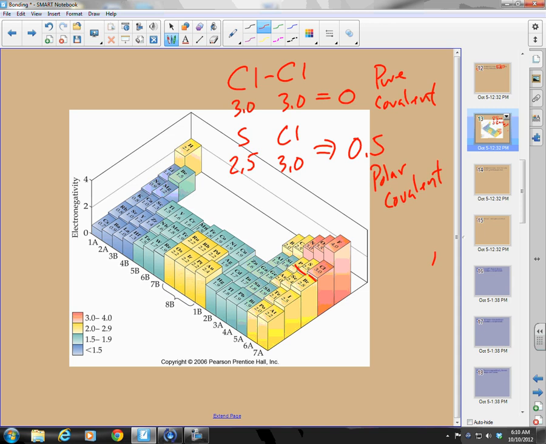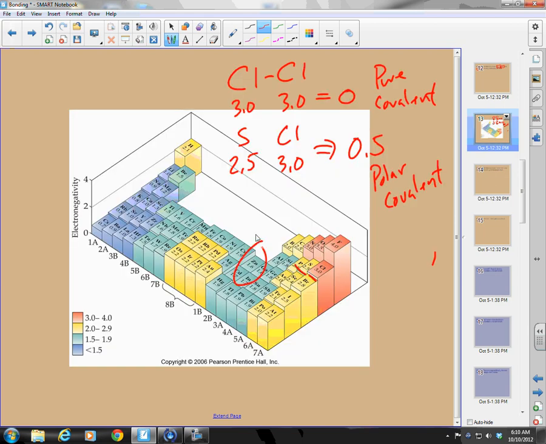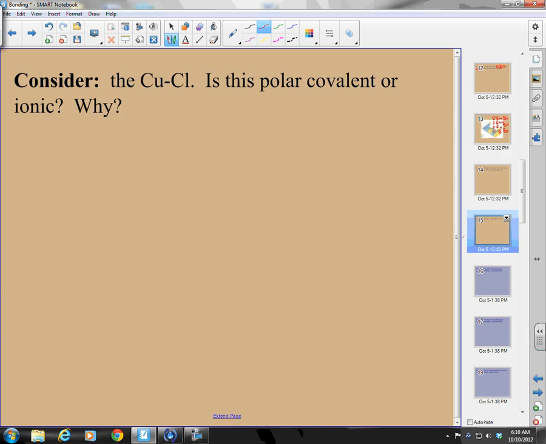And then my last is what? Zinc and chlorine. Where's my zinc? Zinc is right down here. It's zinc 1.6. Chlorine is a 3.0. What is that? 1.4 difference. So I'm going to say that is polar covalent. That's what I would predict, that it is polar covalent. Good. Questions? Excellent. Moving on to the last one.